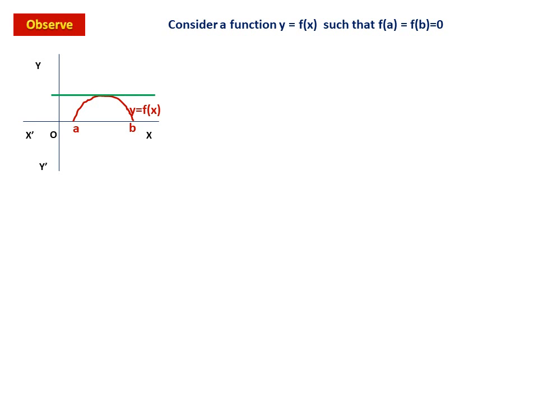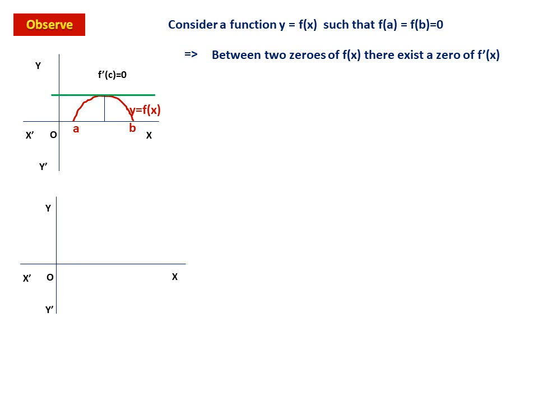Then see here we can draw a tangent parallel to the x-axis at the maximum point. So at that point, let us say c, f dash c is 0. So this is the meaning. We can interpret it like this: between two zeros of f of x, because f of a is also 0, f of b is also 0, these are the two zeros of the function, there exists a zero of f dash x, the derivative of the function. So this is one interpretation.